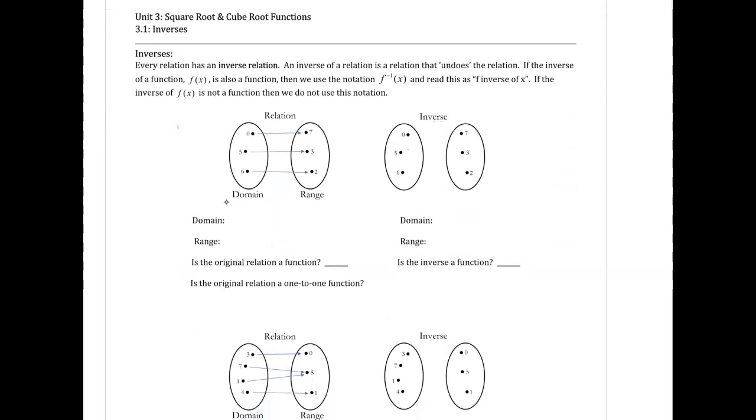So chapter 3 is about square root and cube root functions, and those have another name called radical functions. Radical because we have the check mark, which is known as a radical. And the first thing we're going to talk about are inverse functions.